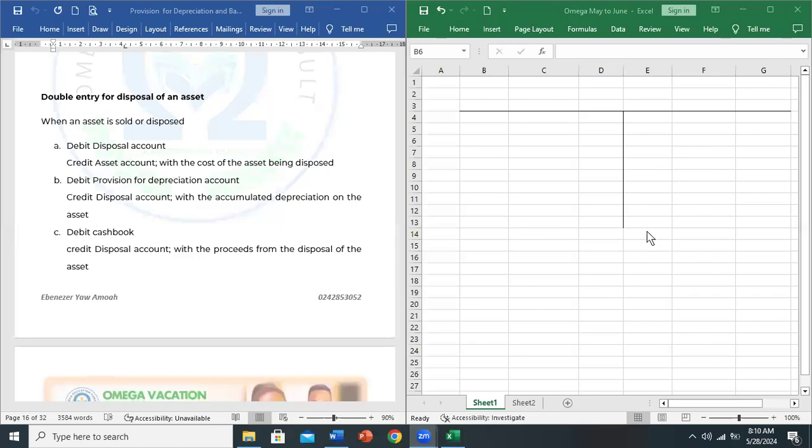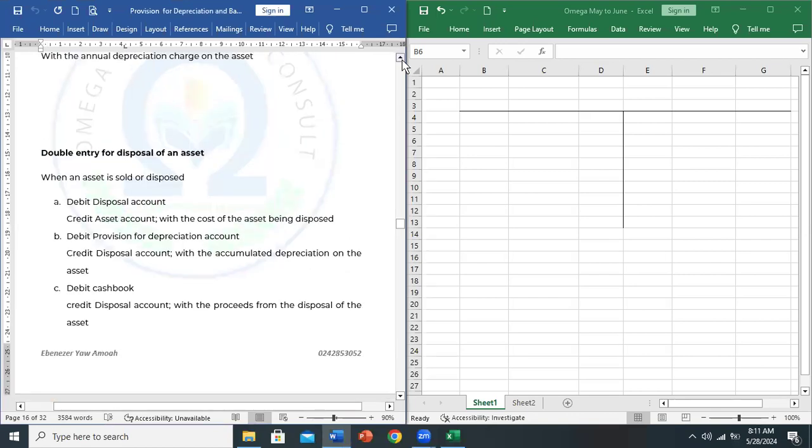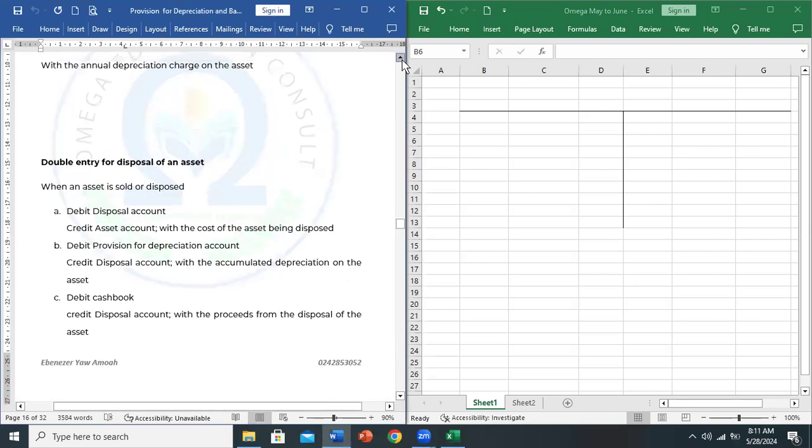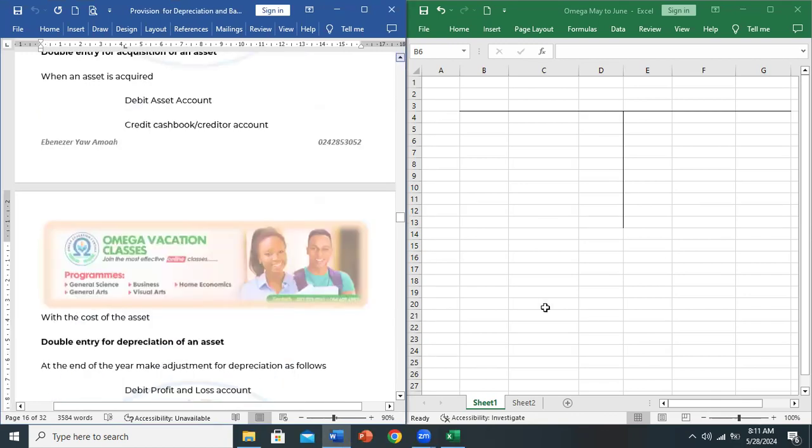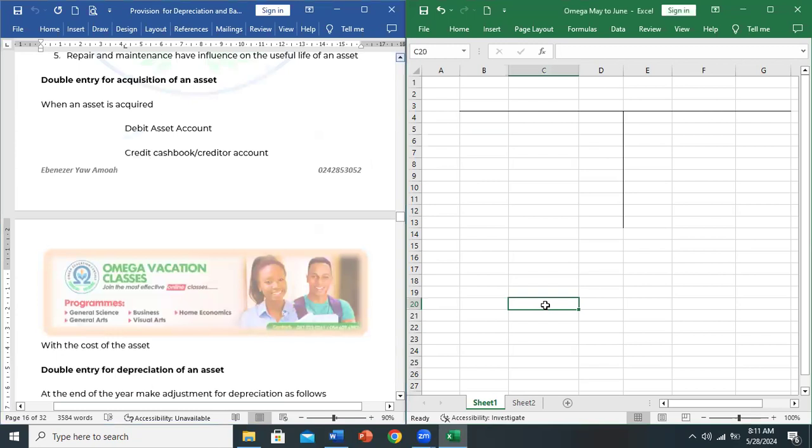So the methods of depreciation, we saw the straight line method and the reducing balance method. I'm sure along the line, I'll give you bits of it. But today we are looking at the double entry for acquiring an asset, using it throughout the period, and finally disposing of it. So if you reckon, we just want to go through the life cycle of an asset.